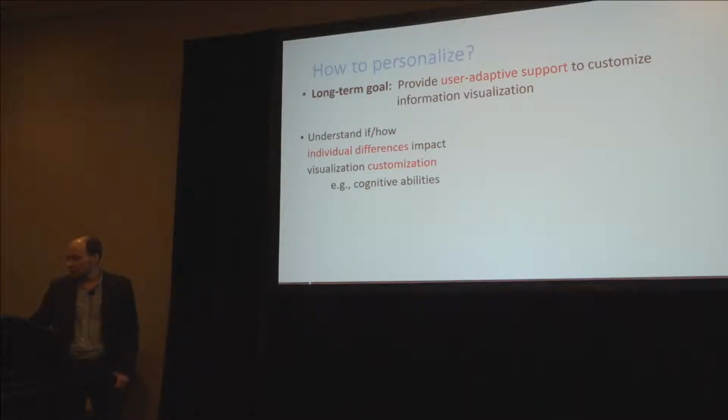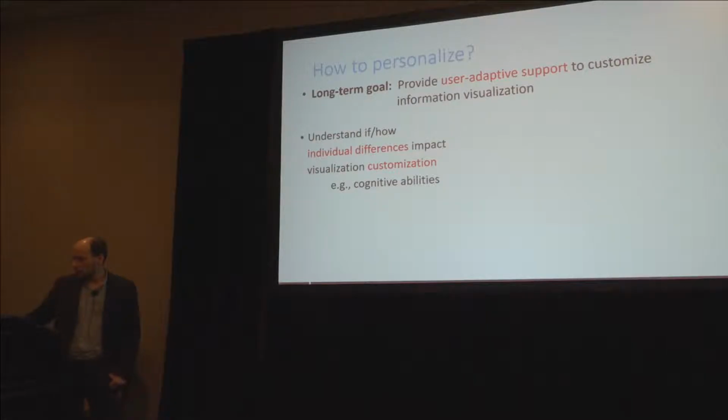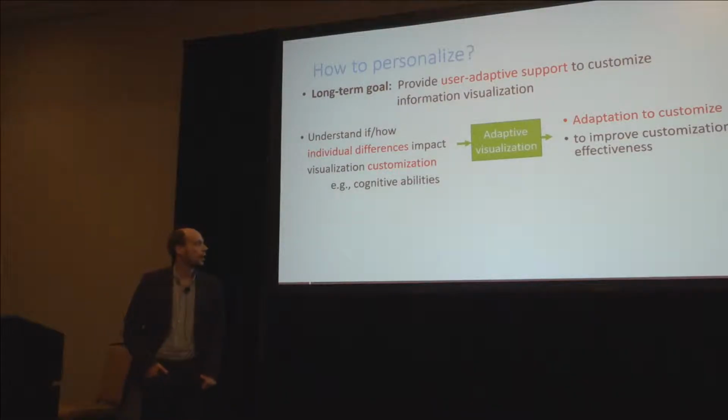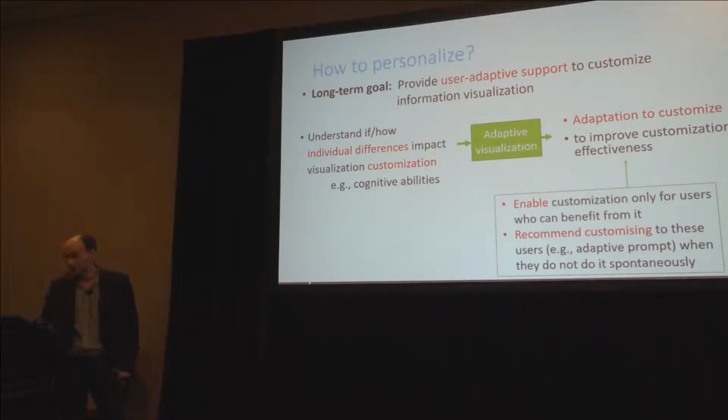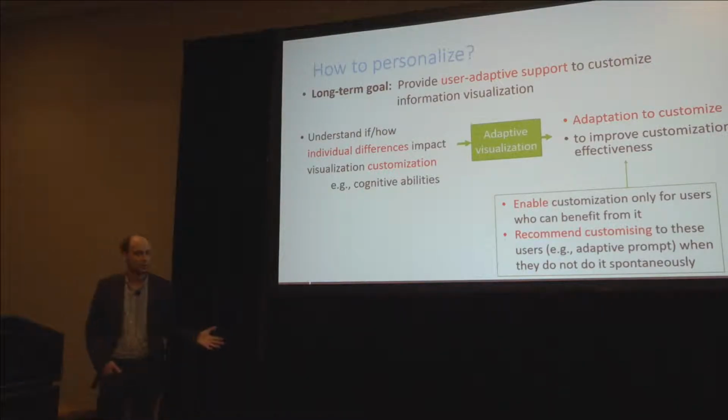So the idea is as follows. First, we want to understand whether and how individual differences impact how people use and benefit from customization in visualization. An example of individual differences in that case is cognitive abilities. And if we can find an impact, then the idea would be to leverage this in adaptive visualization to provide adaptive support to customize. A couple of examples: we could enable customization only for users who can benefit from it based on their level of, for example, cognitive abilities or experience, and disable customization for the users who we know may not benefit from it.